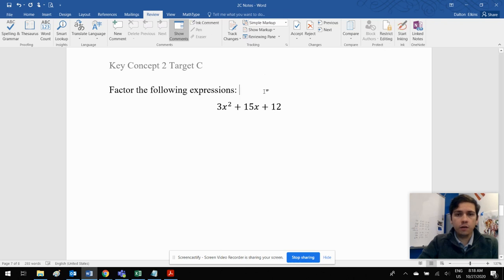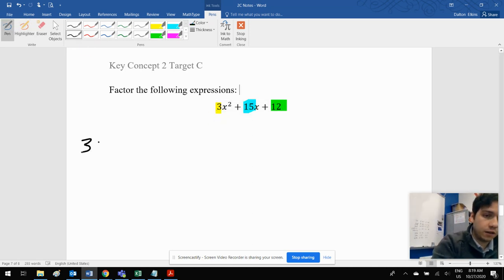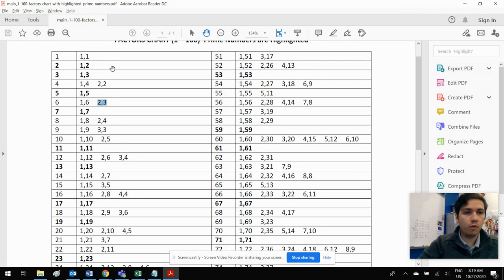Okay, we're going to do a little bit more practice with this greatest common factor. Looking at this, factor the following expressions. We have 3x squared plus 15x plus 12. Now I'm immediately thinking greatest common factor. Something's up with that because there's a number in front of the x squared. So let's look at all the factors of 3, 15, and 12 and see if we could find a common one.